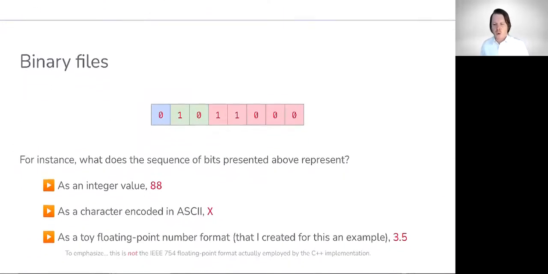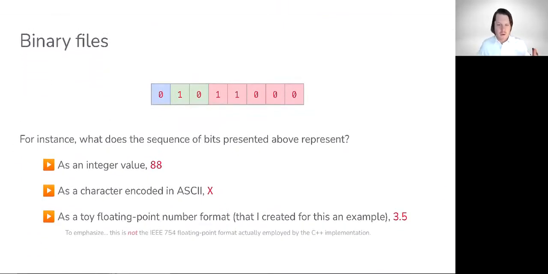If we use that toy floating point that I created for this example, and remember this is not how things are actually stored in the program in terms of the encoding scheme, but for the purposes here, let's just split this up into sign bit, exponent bit, mantissa. In this toy floating point format created specifically for this example and others, we'd get the value of 3.5.